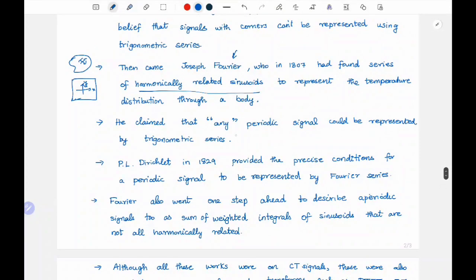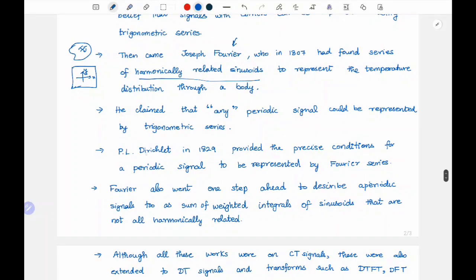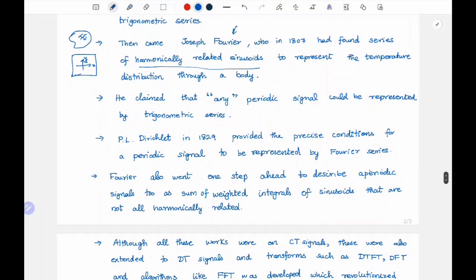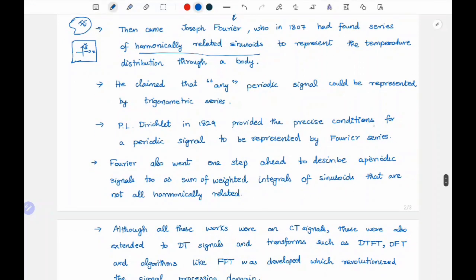But there was no mathematical development done by him. It was only P.L. Dirichlet in 1829 who provided the mathematical formulation and also the precise conditions for a periodic signal to be represented by a Fourier series. It also stated that yes, all practical signals can be represented by Fourier series, but there are also some conditions for a periodic signal to be represented by a Fourier series.